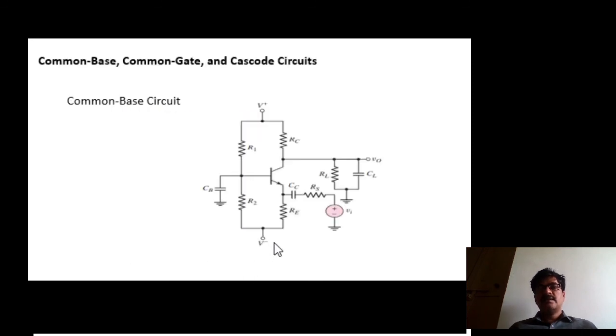Similarly, in the next class you can see the high frequency analysis of common base amplifier, common gate amplifier and cascade circuits. Common base is in the transistor version, common gate is in the FET or MOSFET version. In cascade circuits, what happens we have to see. Okay, thank you.